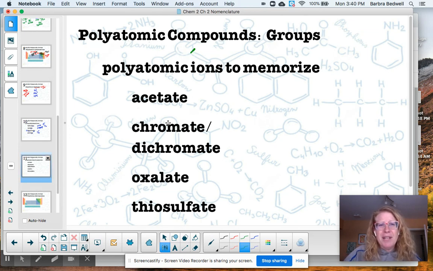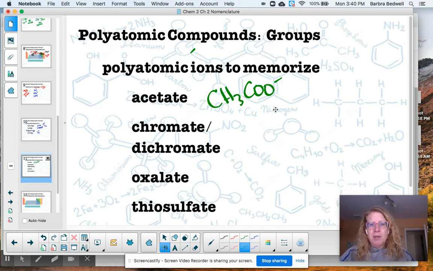So acetate, if you guys had me before, you know acetate's CH3COO-. That is what it is. So I'm going to draw it up here so you know what it is. If you came up from an inorganic background, C2H3O2- is the other way that it's written. I never write acetate like this, although you do see it like this from time to time.